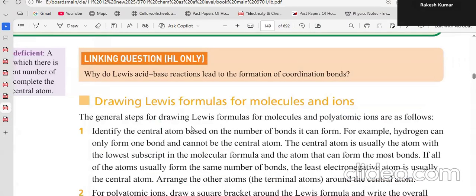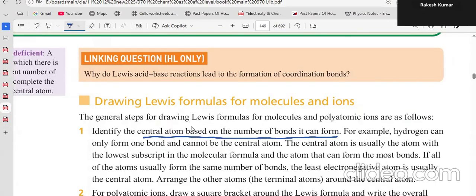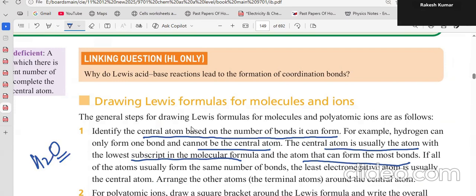Look, for drawing the general formula for molecules, the central atom is based on the number of bonds it can form. For example, H cannot be the center. Usually, the atom with the lowest subscript, and that can form the most bonds. Like in NH2O, O is the least, so it is the central atom. If all the atoms usually form the same number of bonds, the least electronegative is usually the central atom.